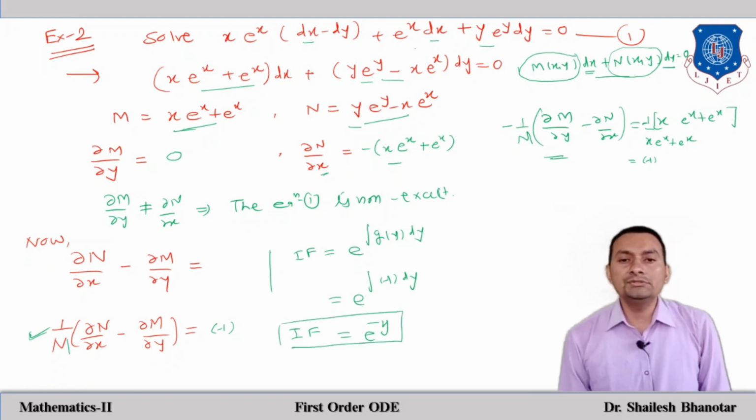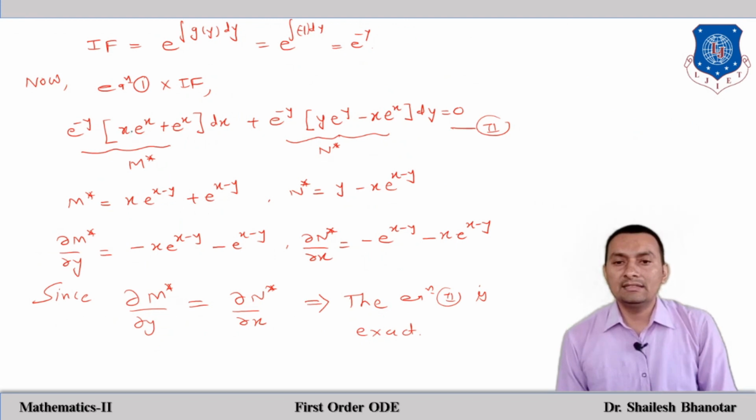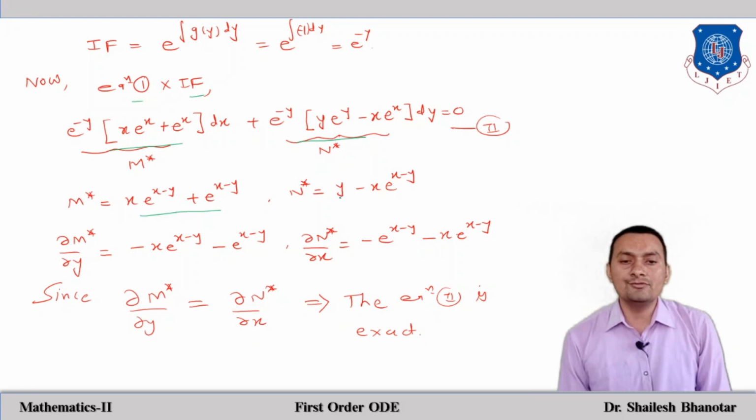Now what we have to do? Now we have to multiply the integrating factor with equation number 1. You can say this is equation number 1. So let us do that: equation number 1 multiplied with the integrating factor. I have already written it over here. Now I just simplify this one and I will get this. That you can verify. Also y times e raised to y minus y, so it will be e raised to 0, and therefore it is 1 over here. And this is the minus x times e raised to x minus y.